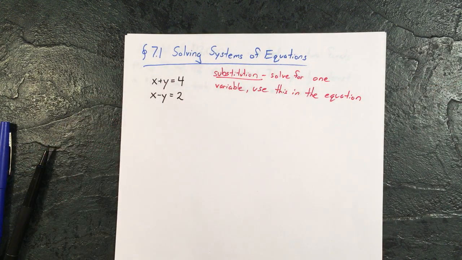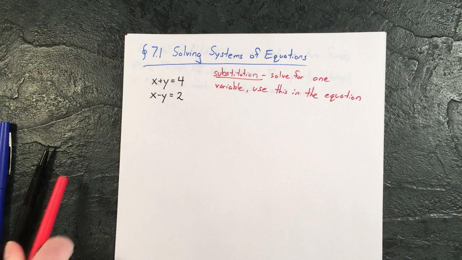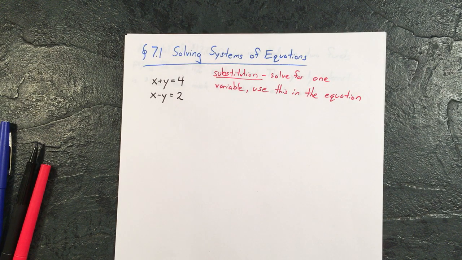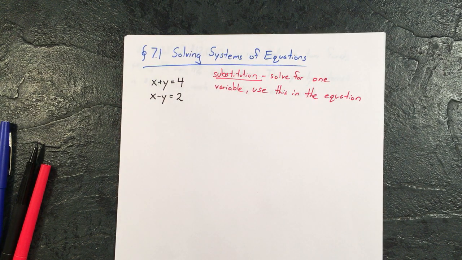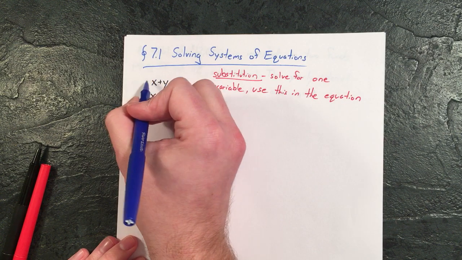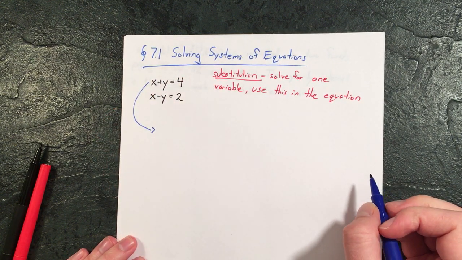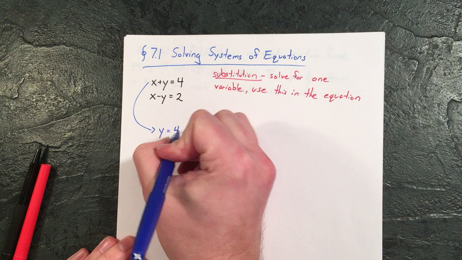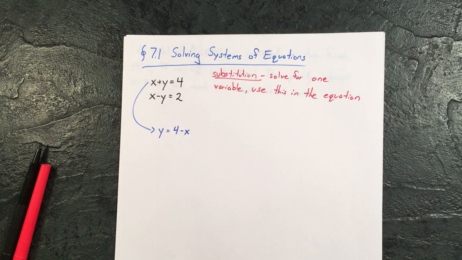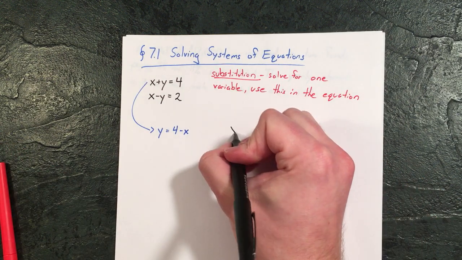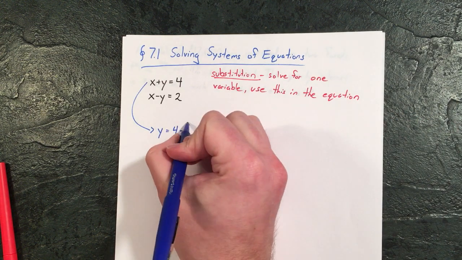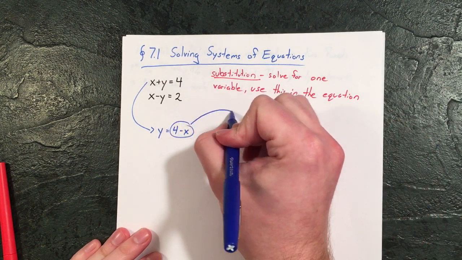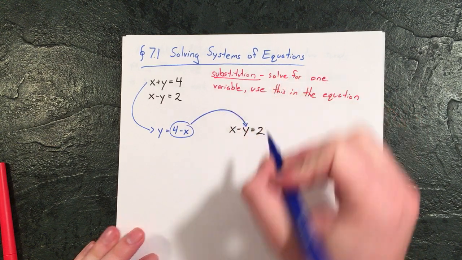Given our two equations, let's pick one of them and solve for one variable. It really doesn't matter if we're solving for x or y, or if you pick the first or second equation. It's completely up to you. For the sake of argument, let's pick the first equation and solve for y. From that first equation, we have y equals 4 minus x. From the second equation, we want to take this 4 minus x and put that in for the y term here.